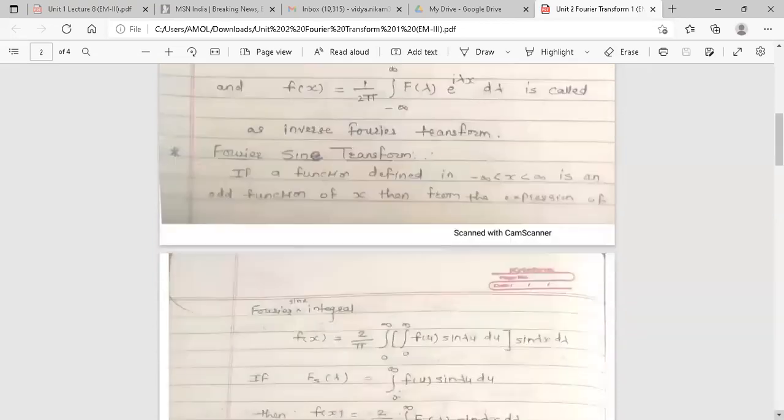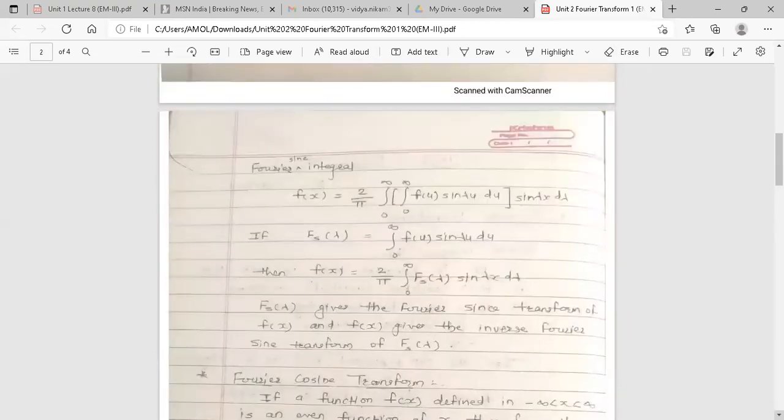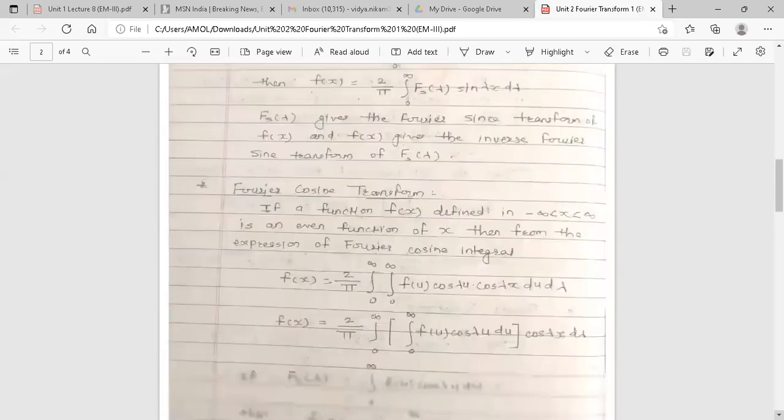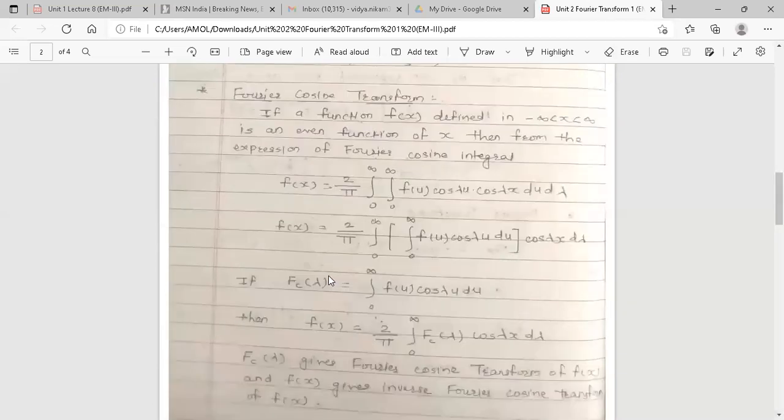Okay. The next is Fourier sine transform. When the function is an odd function, then the Fourier transform is called Fourier sine transform. Its notation is Fs lambda, and the formula is integration over 0 to infinity of f of u sine lambda u du. And the inverse Fourier sine transform formula is f of x equal to 2 upon pi into integration over 0 to infinity of Fs lambda into sine lambda x d lambda. Okay, next Fourier cosine transform: Fc lambda, suffix c for cosine transform, is equal to integration from 0 to infinity of f of u cos lambda u du. And the inverse Fourier cosine transform formula is f of x equal to 2 upon pi into integration from 0 to infinity of Fc lambda into cos lambda x d lambda.